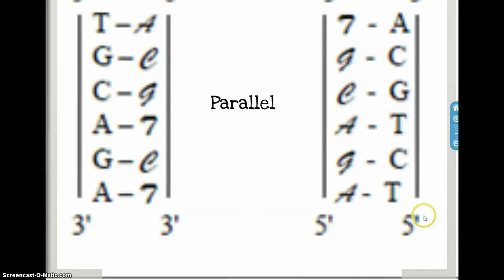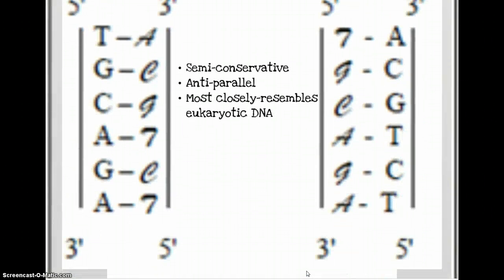Then there's parallel. Look at this. 3 does not bond with 3, and 5 does not bond with 5 going this way. This is supposed to be 5 to 3, and then this is 5, and that one would be 3. So you know this is parallel. This can't be right. Even though it's still semi-conservative. Which is this. This is option D, and this is the answer. It has to be semi-conservative, it has to be anti-parallel, and it most closely resembles the eukaryotic DNA for this reason.